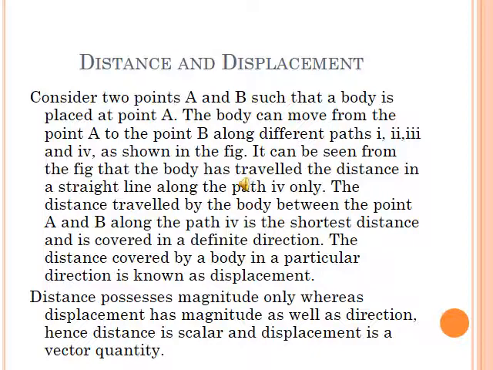The distance covered by a body in a particular direction is known as displacement. Distance possesses magnitude only, whereas displacement has magnitude as well as direction. Therefore, distance is a scalar quantity and the displacement is a vector quantity.